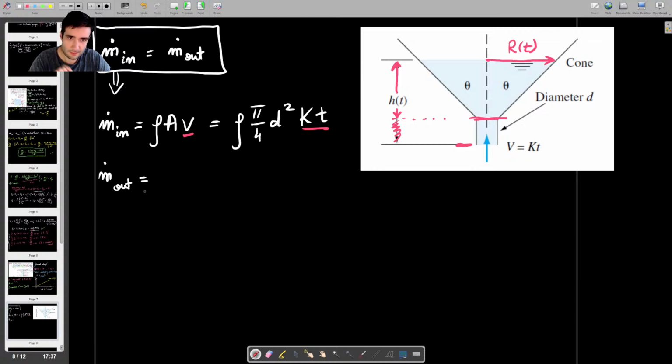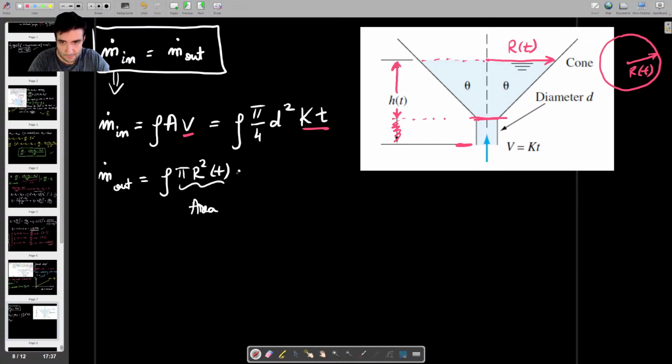So the m dot out, the mass flow rate out, is based on the density. It's based on the area of this surface, which is given by the radius. So this is going to be pi r t squared. That's the area, and then multiplied by the velocity. So this is going to be the velocity of the free surface going up. We don't know how much that is. We would like to know how much that is, but we know that the height is given as ht, right?